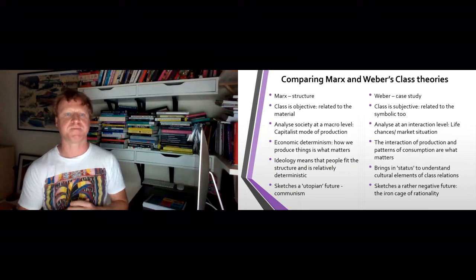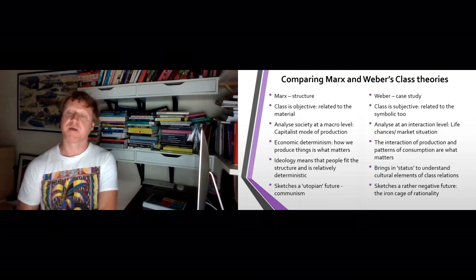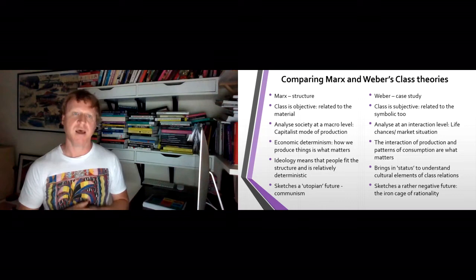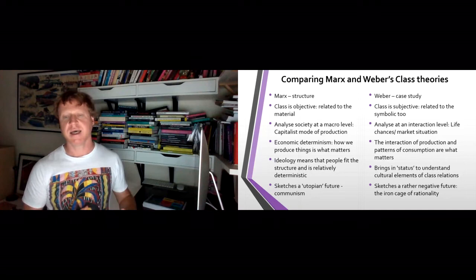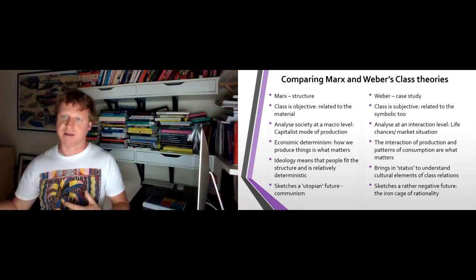On the one hand, our lives are economically determined from the Marx point of view. How societies produce things is how societies then think. For Weber, the interaction of production and consumption is what matters. So he brings in the consumption side of things here to think about class and hierarchies. For Marx, ideology means that people fit the structure, so this is relatively deterministic. For Weber, he brings status to understand the cultural elements and sees notions of party and things like that as possibilities of ideas being able to be created that aren't just reproducing the economic system.